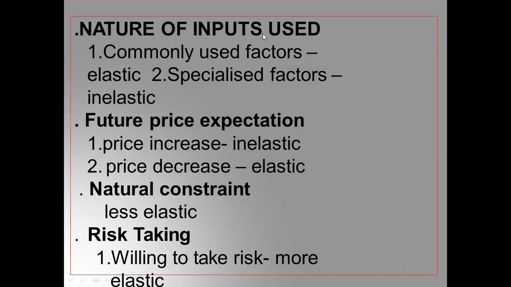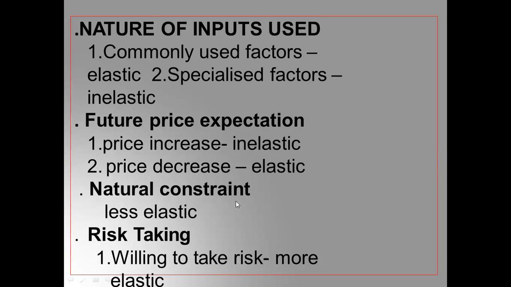Then you have the nature of input used. Commonly used factors are elastic. Specialized factors are inelastic. So the elasticity of supply also depends on the nature of inputs, fine. If you're using, as I said, commonly available inputs, then supply will be elastic. And if inputs are not commonly available, then it is inelastic, fine. Then coming to future price expectations. If the price is going to increase, it's going to be inelastic. And if you are expecting a decrease in price, it's going to be elastic.